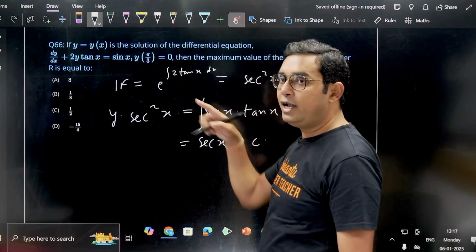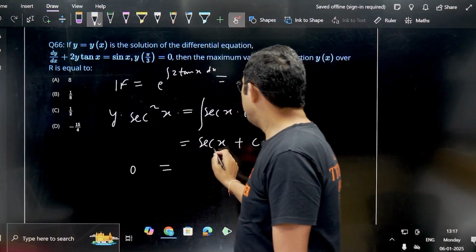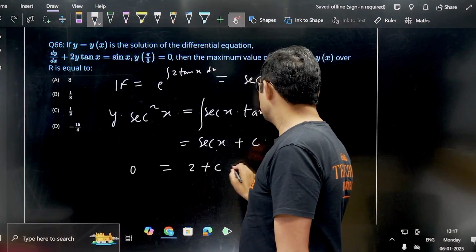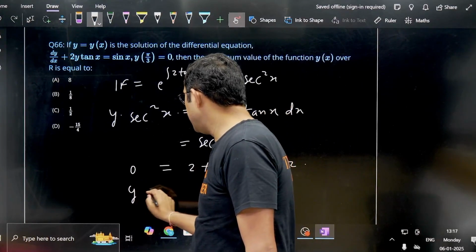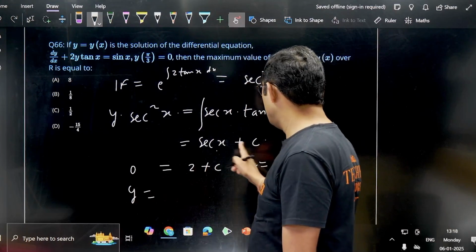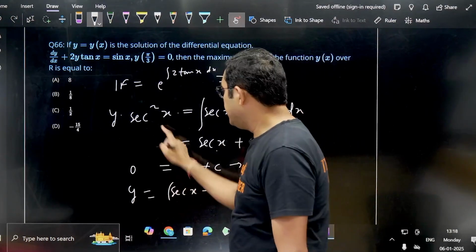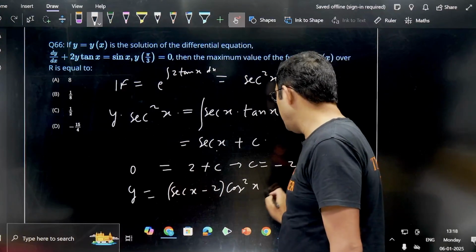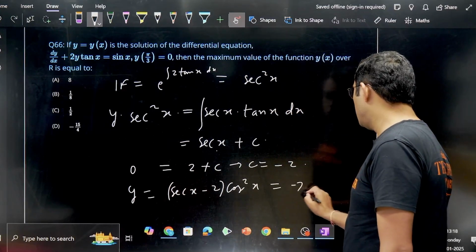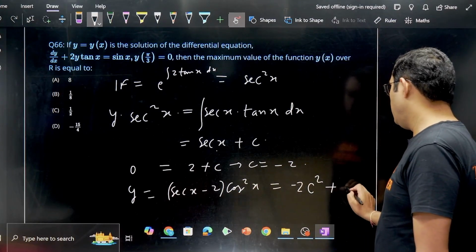Now we are given the value at pi by 3. If you put x is equal to pi by 3, y is 0. At pi by 3, secant will be 2. So your c value is equal to minus 2. Now what is my function y in that case? So it will be secant x minus 2, and the secant square, if I take that side, it will be cos square x. So we are getting y equal to minus 2 cos square x, I am writing c only for that, plus cos x.